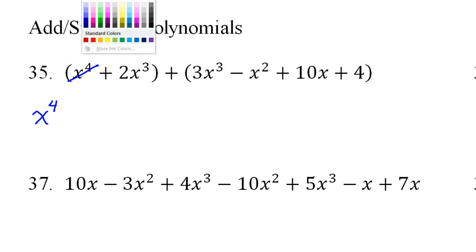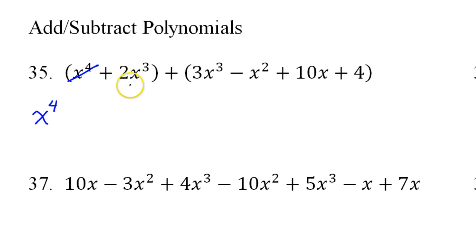Next, let me try to color key this. Now let's do the 3rd power. So I have 2x to the 3rd power, and then I have 3x to the 3rd power. Let's add those together. 2x to the 3rd power plus 3x to the 3rd power is going to be 5x to the 3rd power. The rest of these have nothing to match up with, so I'm just going to bring them all down unchanged.